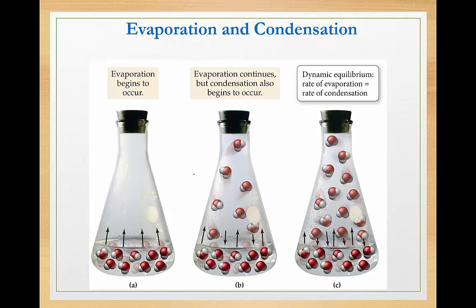Evaporation continues, but once we reach a critical mass of gas molecules in here, they begin to lose enough energy that they can't stay in the gas state, and they begin to condense back down. And so we get this cycling of these molecules, until we finally reach dynamic equilibrium. In dynamic equilibrium, these two rates, evaporation and condensation, are equal to one another. It's a one-to-one molecular switch as they're going through that.